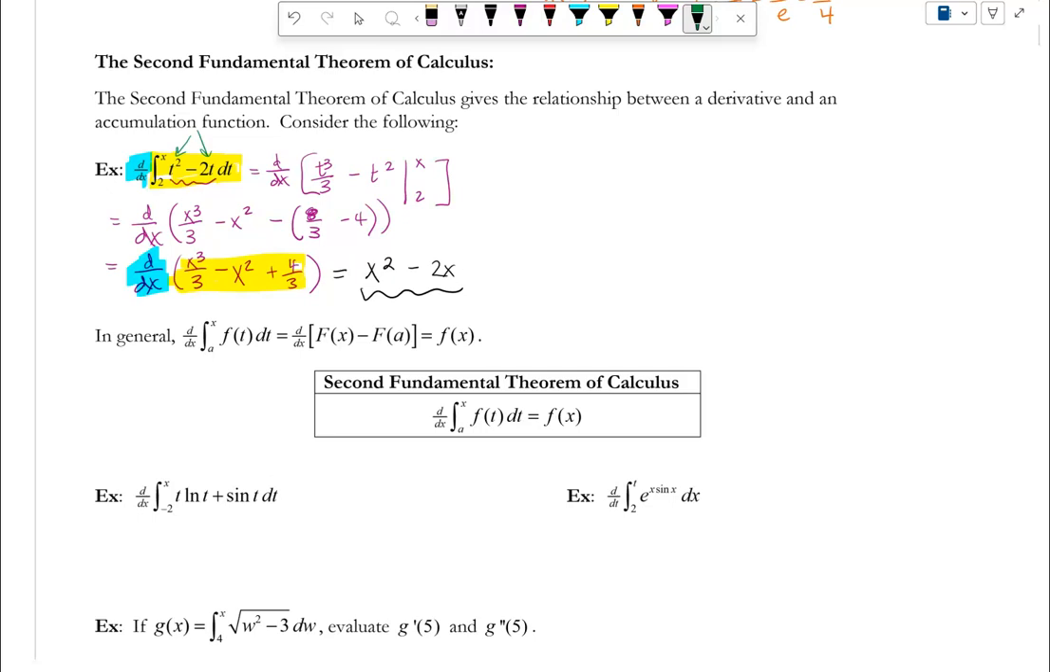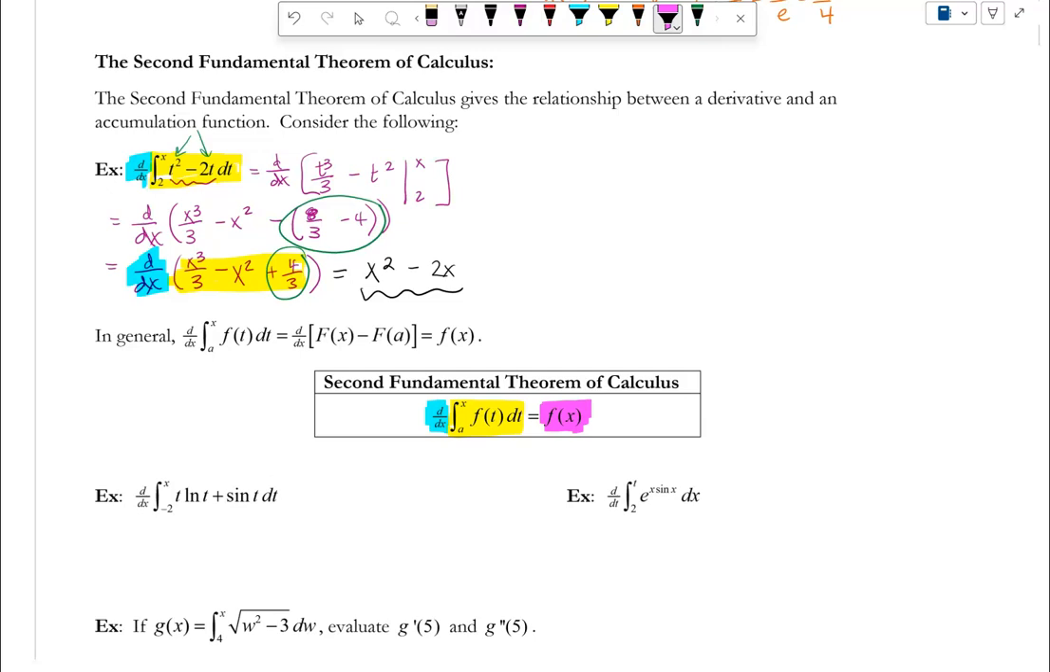So generally speaking, the second fundamental theorem of calculus tells us that if we take the derivative of an accumulation function, so like when I am finding the derivative with respect to x of this accumulation function, where x in our upper limit is a variable and a is any constant, the constant won't matter because just like over here, whatever we plugged in for our constant, when we take its derivative, that becomes 0. What I get is the function that was in my integrand, but it's now a function of x and not a function of t.